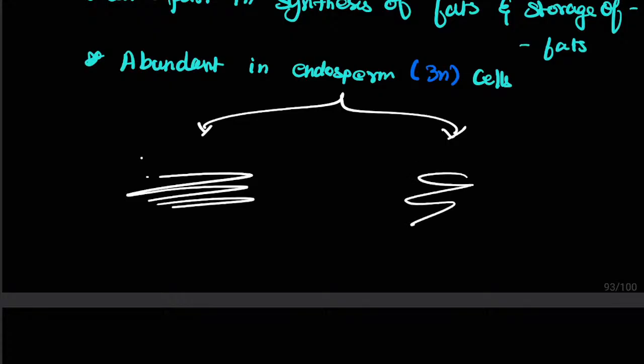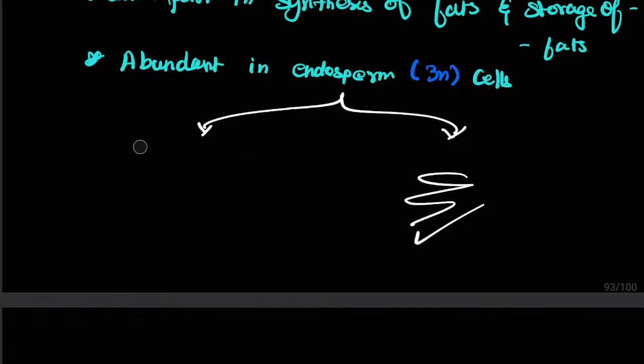What is the best example, pa? The coconut water that we drink, that watery part, is free cellular endosperm. Then the coconut meat that we scoop out and eat like an ice cream, that is your cellular endosperm. The cellular endosperm will have a cell wall and the other will not have a cell wall.